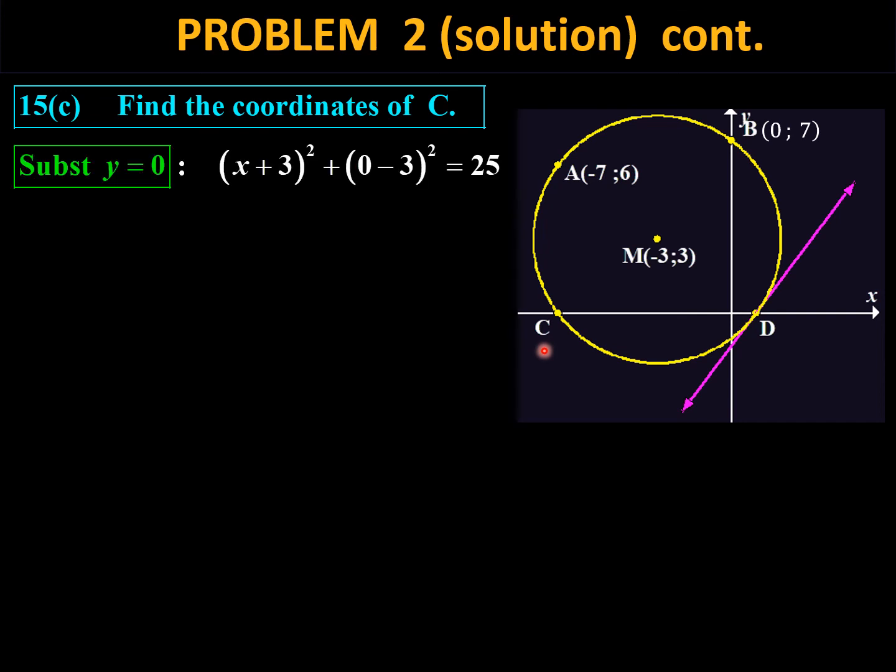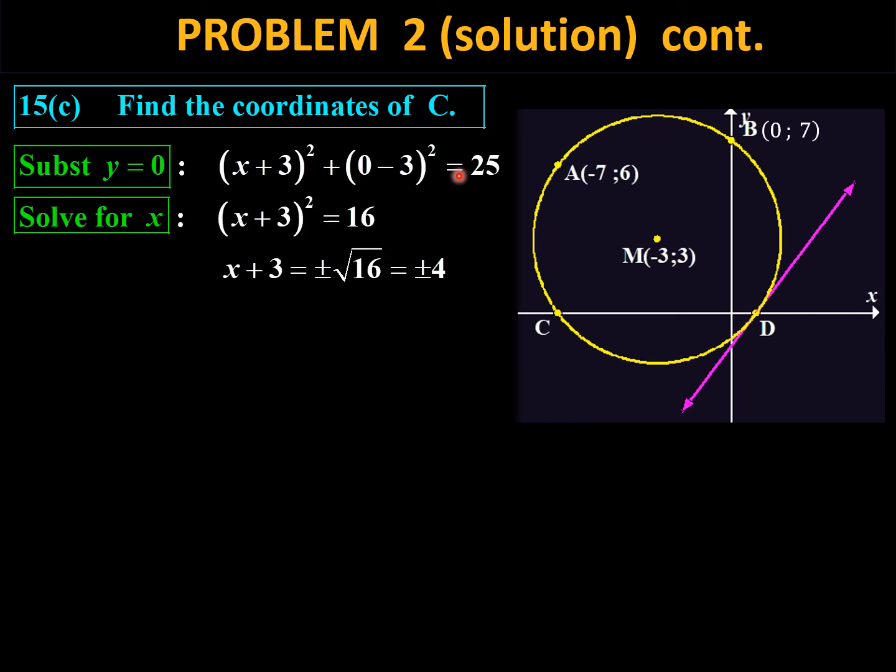Where else is C? C is on the circle, so I will have to substitute that 0 in the circle's equation, right? Substituting y equal to 0, and 3 squared is 9. 25 subtract 9 is 16. Again, I can find the square root of 16, and again, remember it's plus or minus. So there are two values for x. Either -7 or 1. 4 subtract 3 gives me 1. -4 subtract 3 gives me -7.